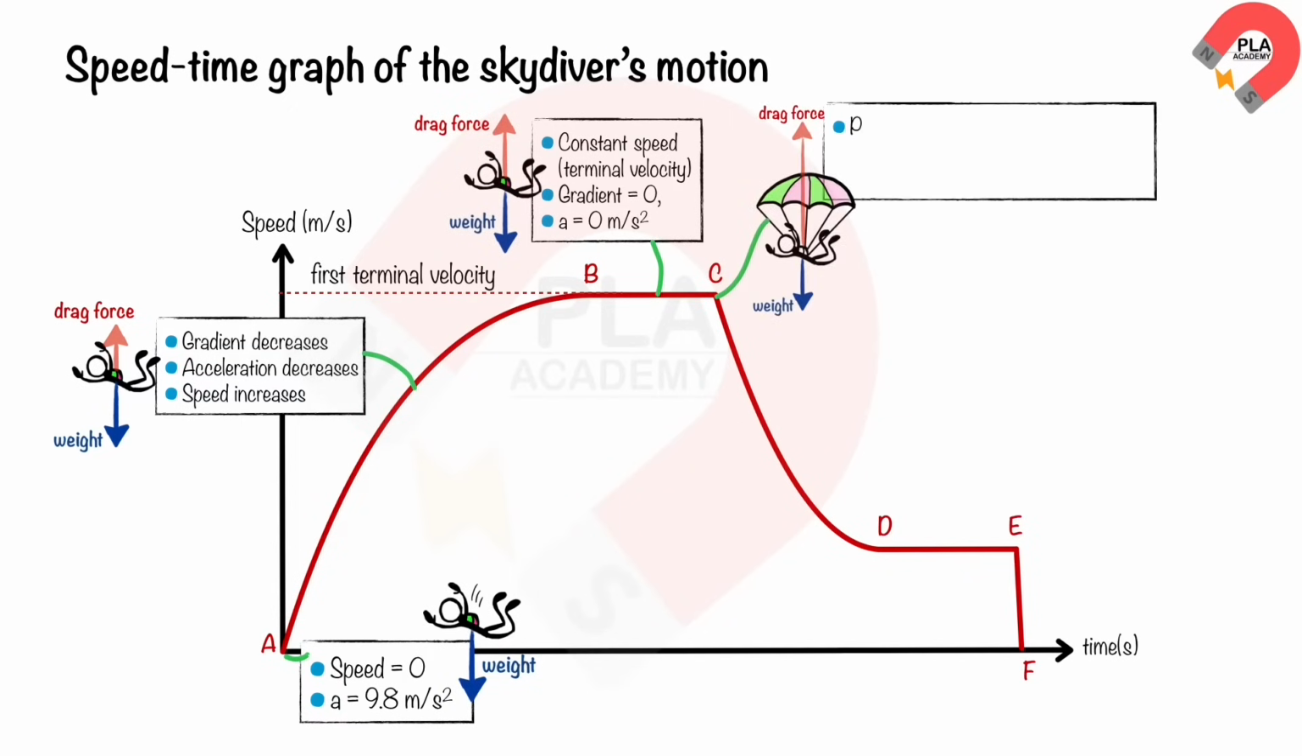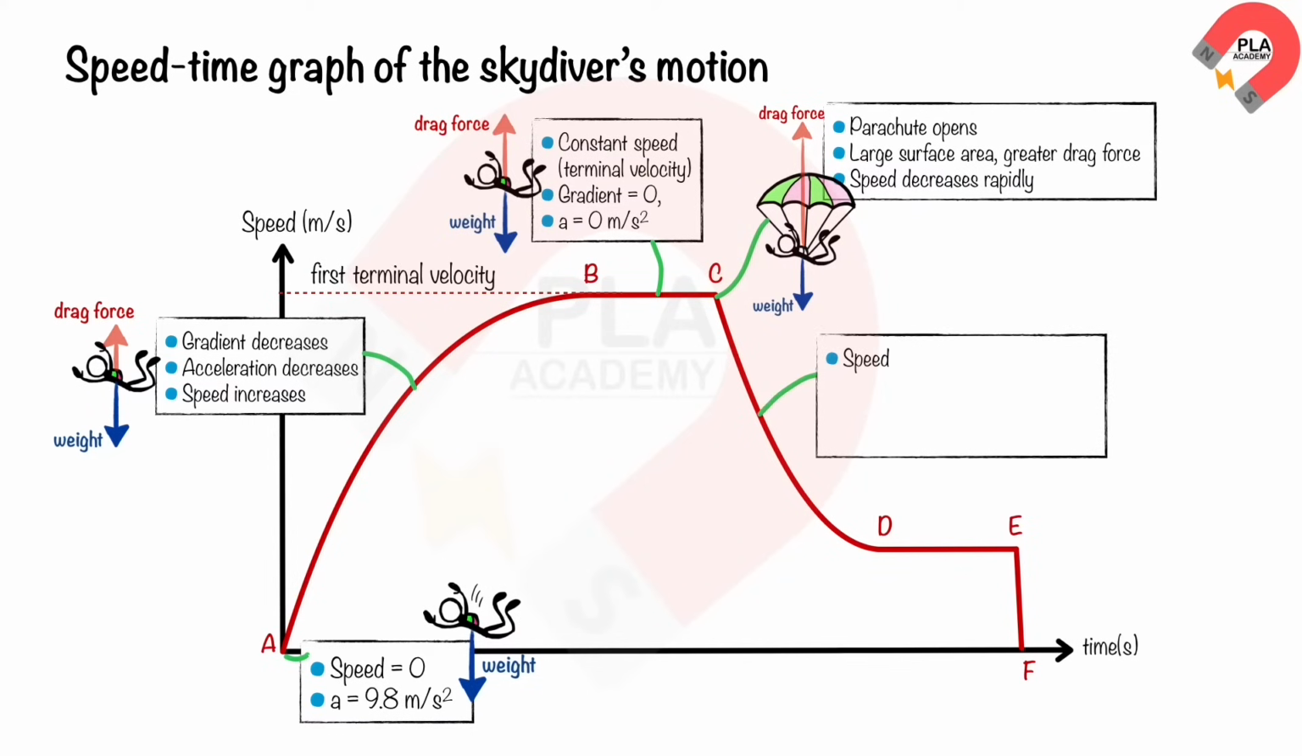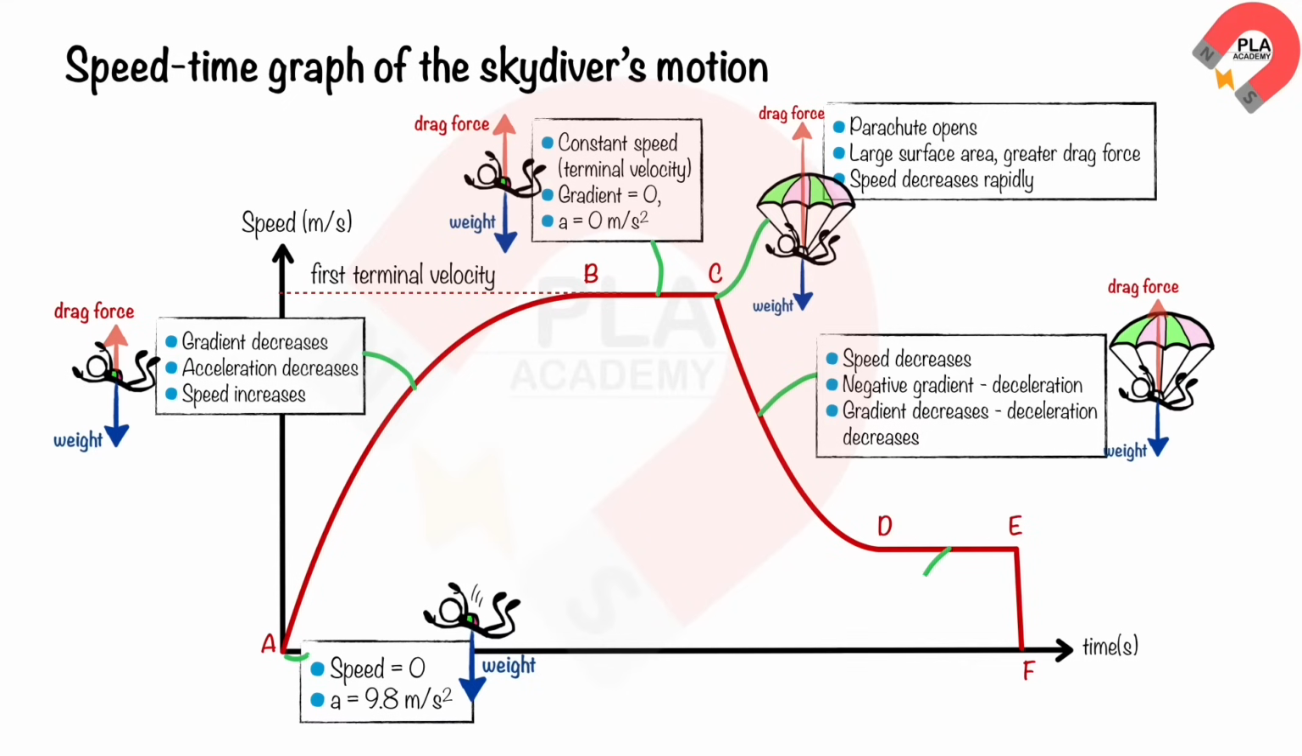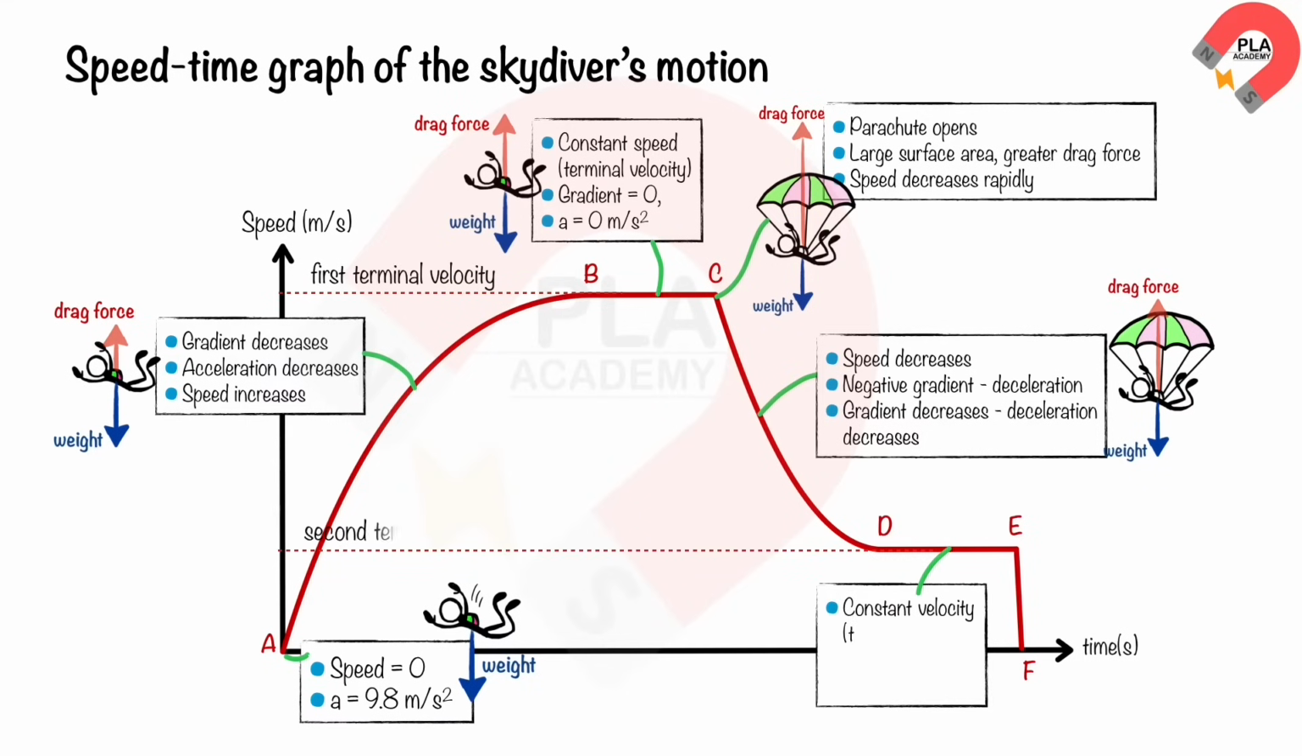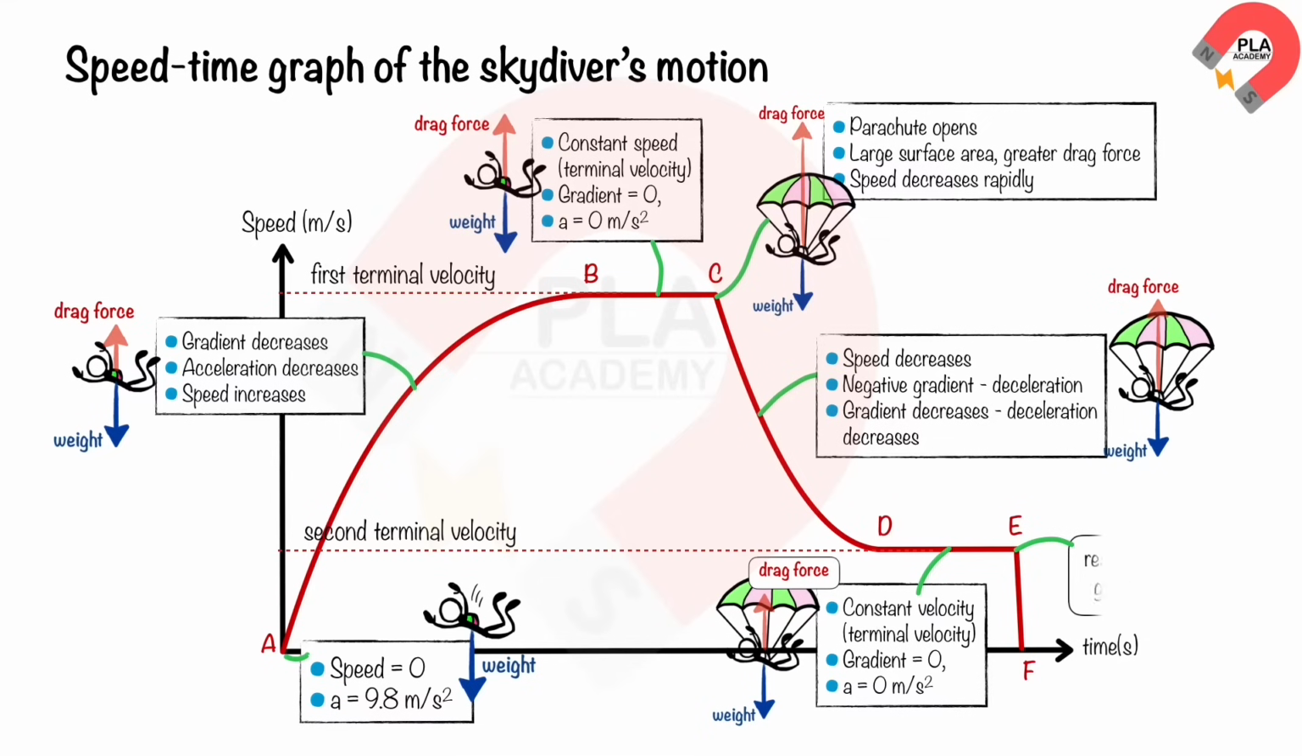At point C, the parachute is opened, and the large surface area of the parachute causes a large drag force. This causes the speed to decrease rapidly. Between C and D, the speed decreases. The gradient is negative, so the parachutist decelerates. The steepness of the gradient decreases, so the deceleration also decreases. Between D and E, the speed is constant, which is terminal velocity. The gradient is 0, which means that the acceleration is also 0. The parachutist reaches the ground at point E.